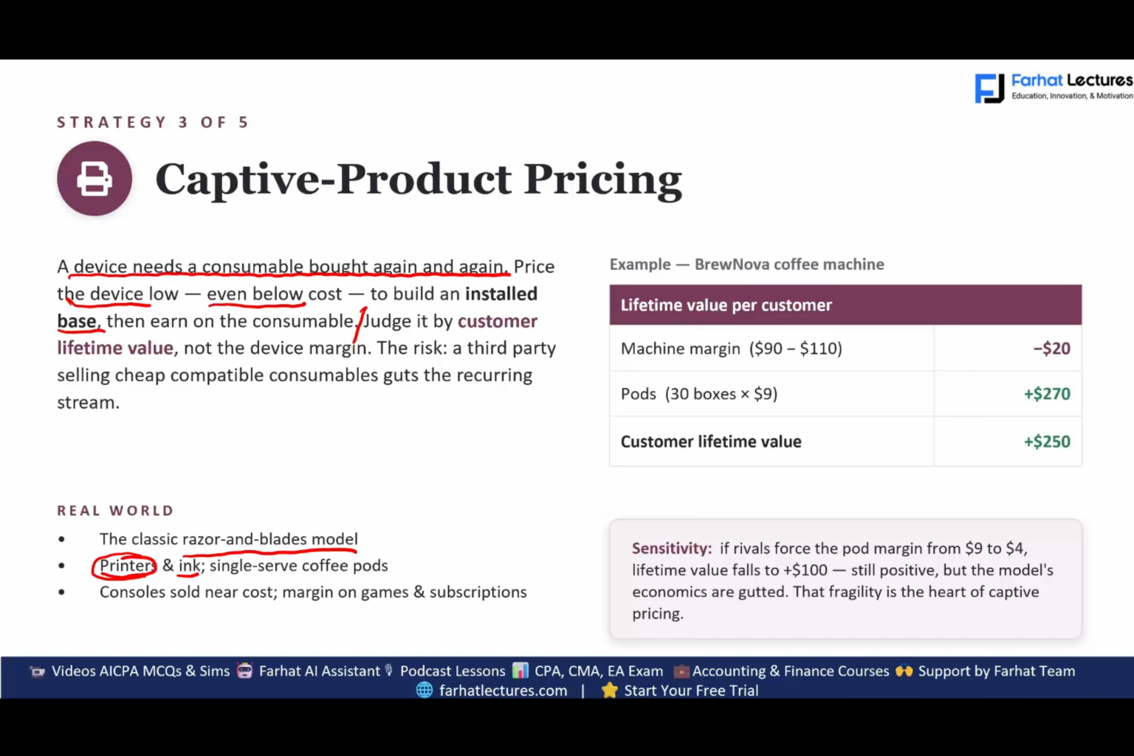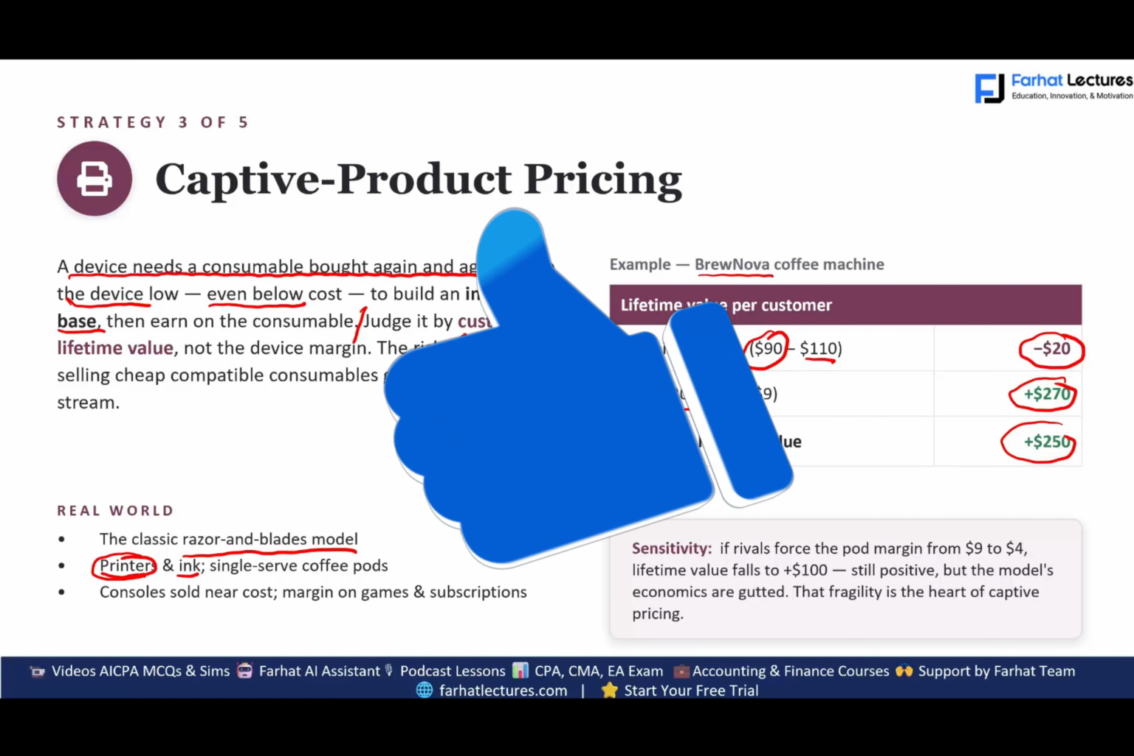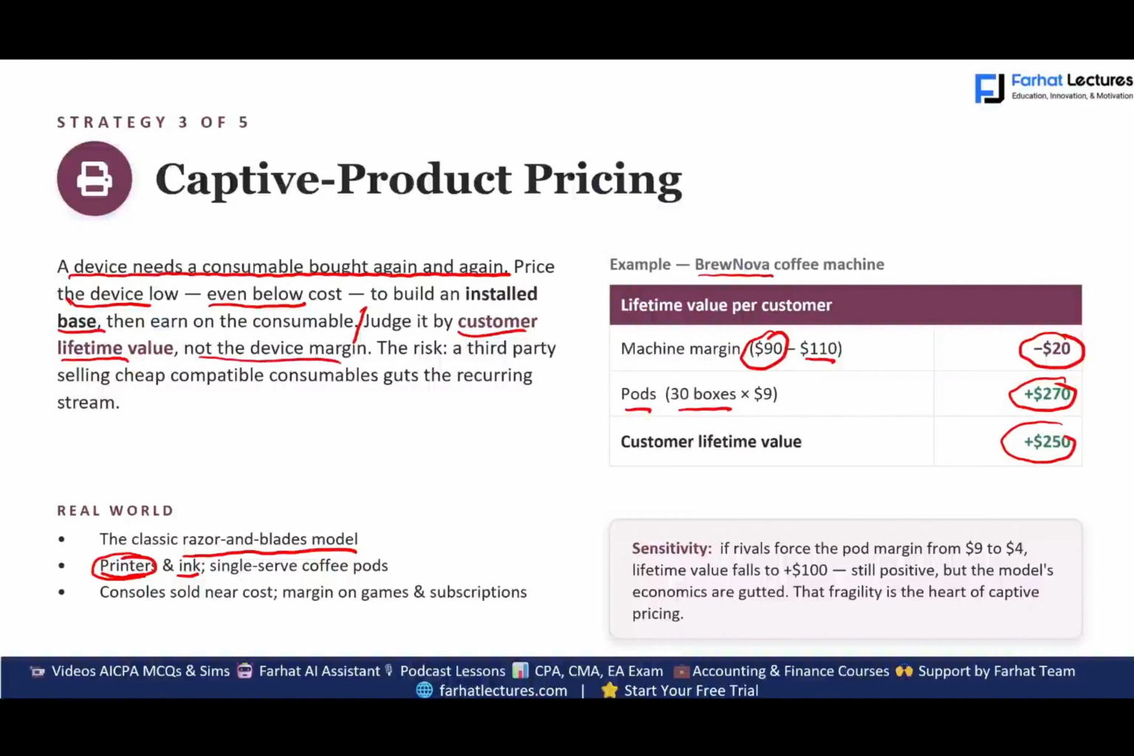Let me give you a more specific example. Brew Nova, a coffee machine. They sell the machine at a loss of $20. It costs them $110, and they sell it at $90. Everybody thinks it's a good deal. Then you have to buy the pods, 30 boxes times $9, $270. So the customer lifetime value is $250. So the way you judge this is by the customer lifetime value, not the device margin.